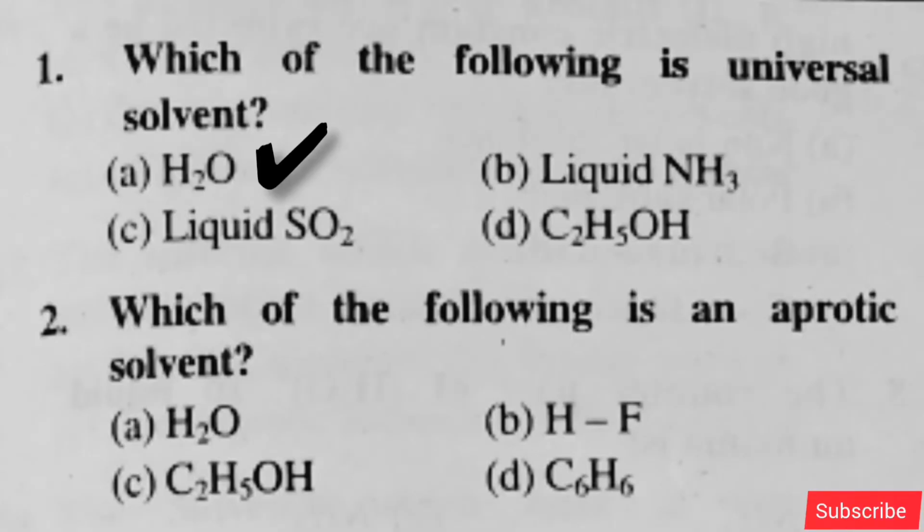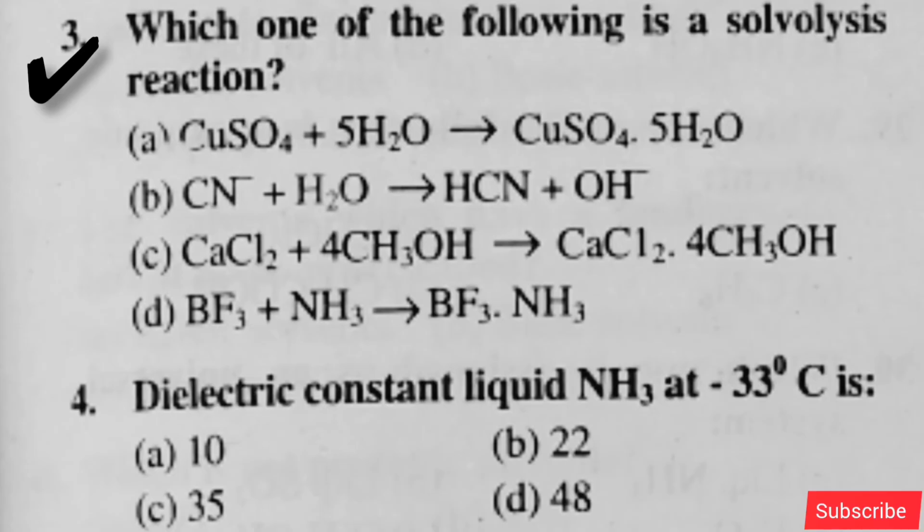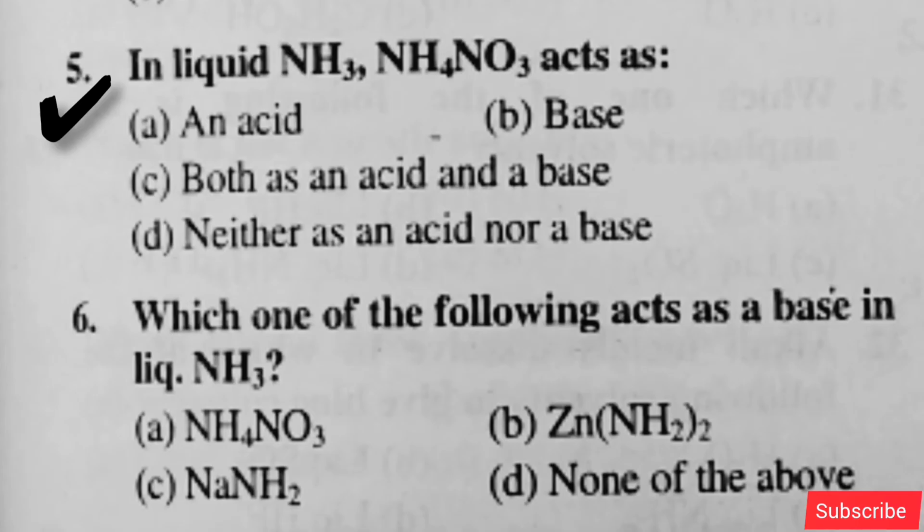Option A is right. Next question is which of the following is an aprotic solvent? Option D is right. Which one of the following is a solvolysis reaction? Option B is right. Dielectric constant of liquid NH3 at minus 33 degrees Celsius is. Option B is right. In liquid NH3, NH4NO3 acts as.